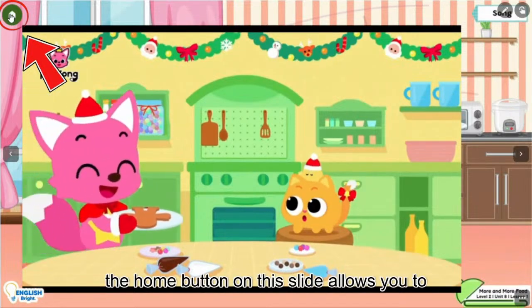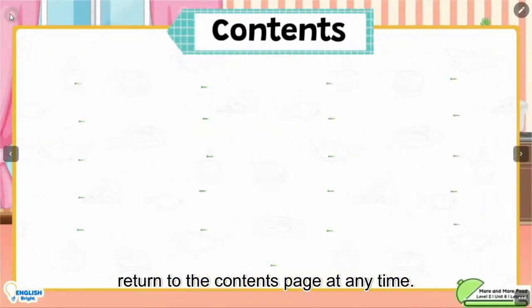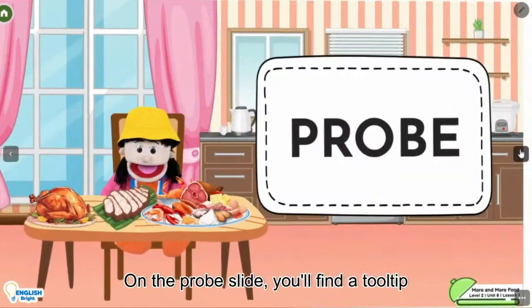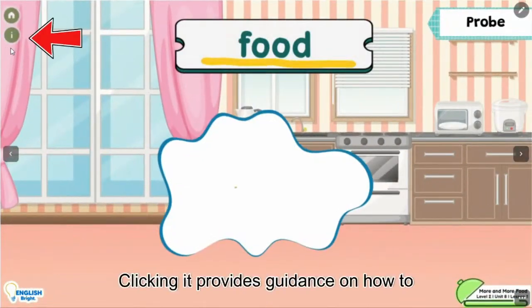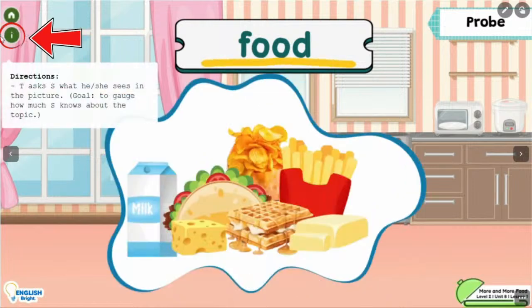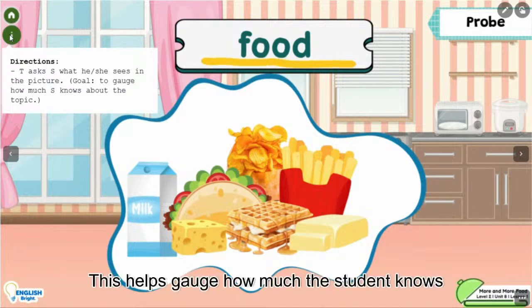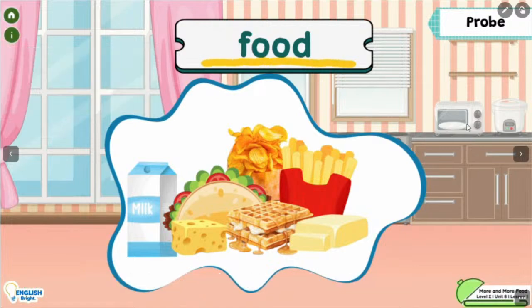Additionally, the home button on this slide allows you to return to the contents page at any time. On the probe slide, you'll find a tooltip button. Clicking it provides guidance on how to navigate the page. In this activity, the teacher will ask the student what they see in the picture. This helps gauge how much the student knows about the topic.